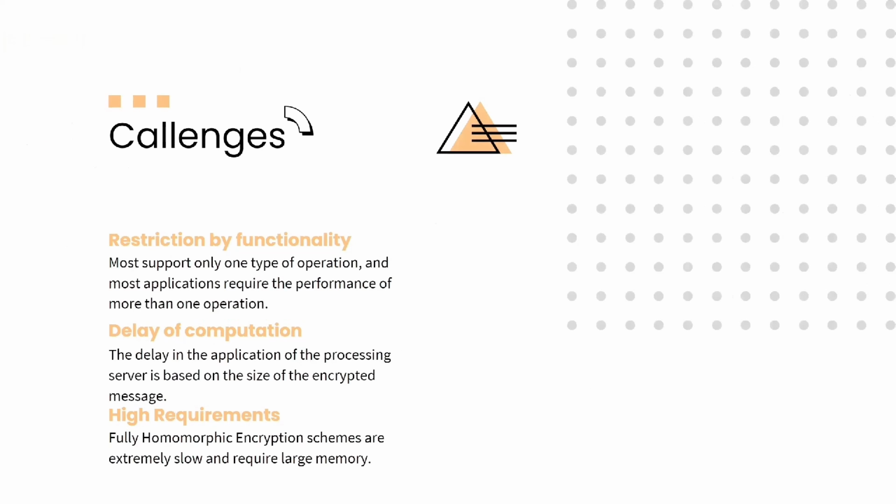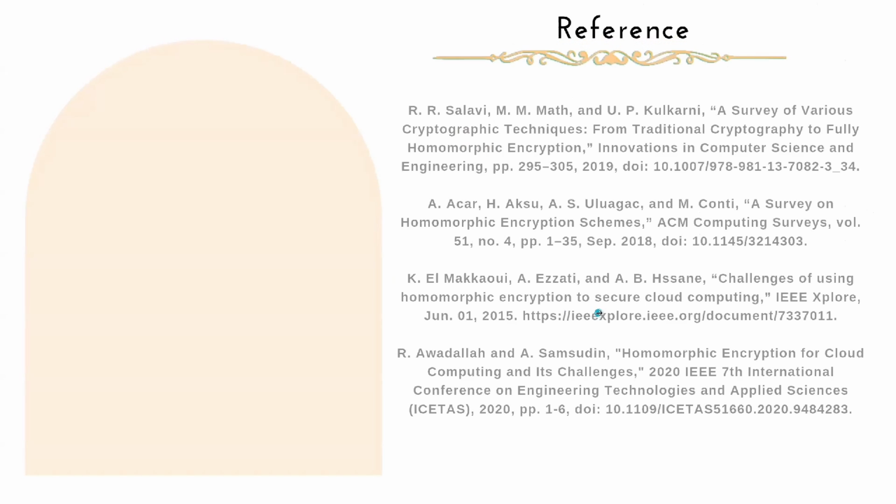However, there are some challenges that need to be considered during homomorphic encryption implementation. One is the restriction by functionality. Homomorphic encryption only supports one type of operation, so if an application requires multiple operations, homomorphic encryption will be restricted. Additionally, when using homomorphic encryption in cloud computing, the delay of the processing time on the cloud will be heavily dependent on the size of the encrypted message. And lastly, the fully homomorphic encryption scheme, which was mentioned at the beginning of the presentation, is extremely slow and requires large memory spaces. And this is the end of our presentation.